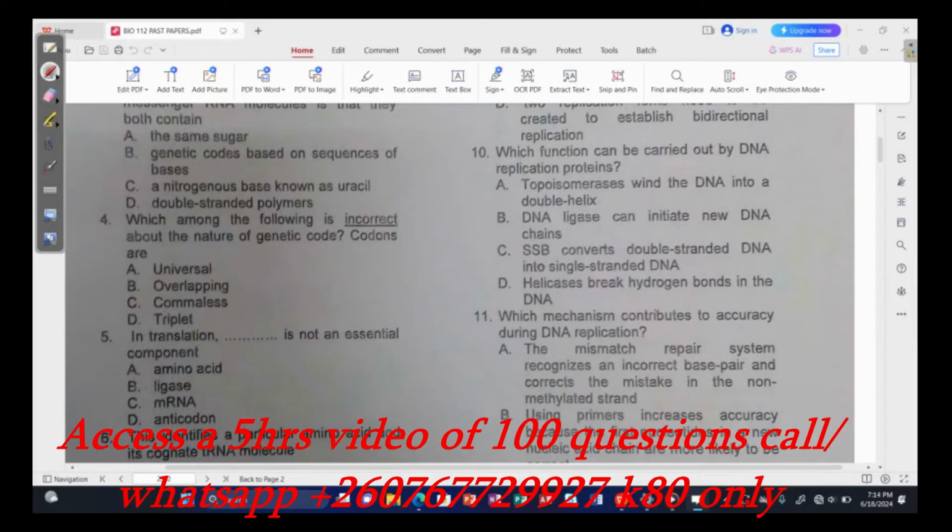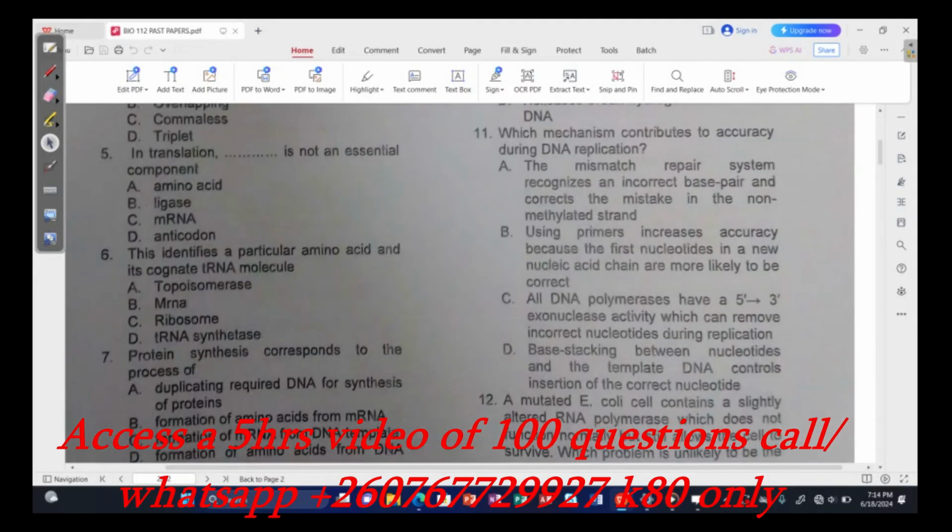So A is false. Then B is saying DNA ligase can initiate new DNA chains. This is false as well. What can initiate new DNA chains is polymerase 3. C is saying single-stranded binding protein converts double-stranded DNA into single-stranded DNA. That is false as well. This can only be helicase. Then D is saying helicase breaks hydrogen bonds in the DNA. This is true. The function of helicase is to break the hydrogen bonds, thereby separating the two strands. So that's D for question 10.